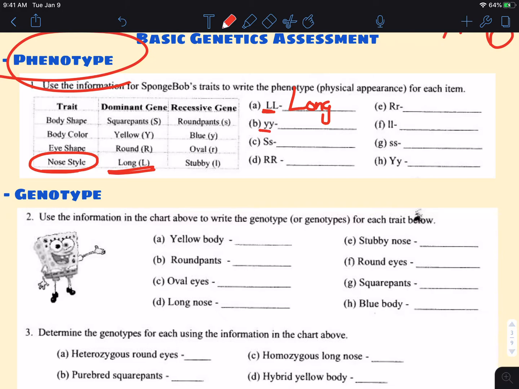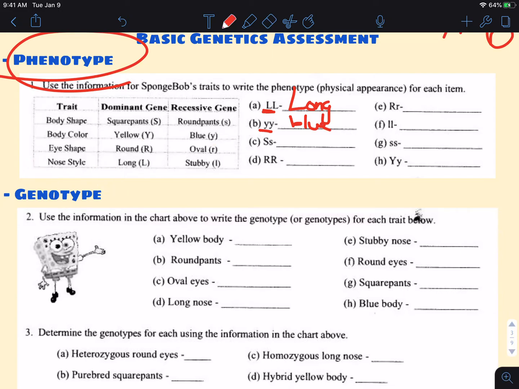Now, if we go down and we have little y, little y, we are looking at body color for this example, because Y corresponds with body color. If we have two of the recessive, two little y's, two recessive alleles, we're going to get the recessive trait. So that would be a blue body. Okay, let's clean some of this stuff up.